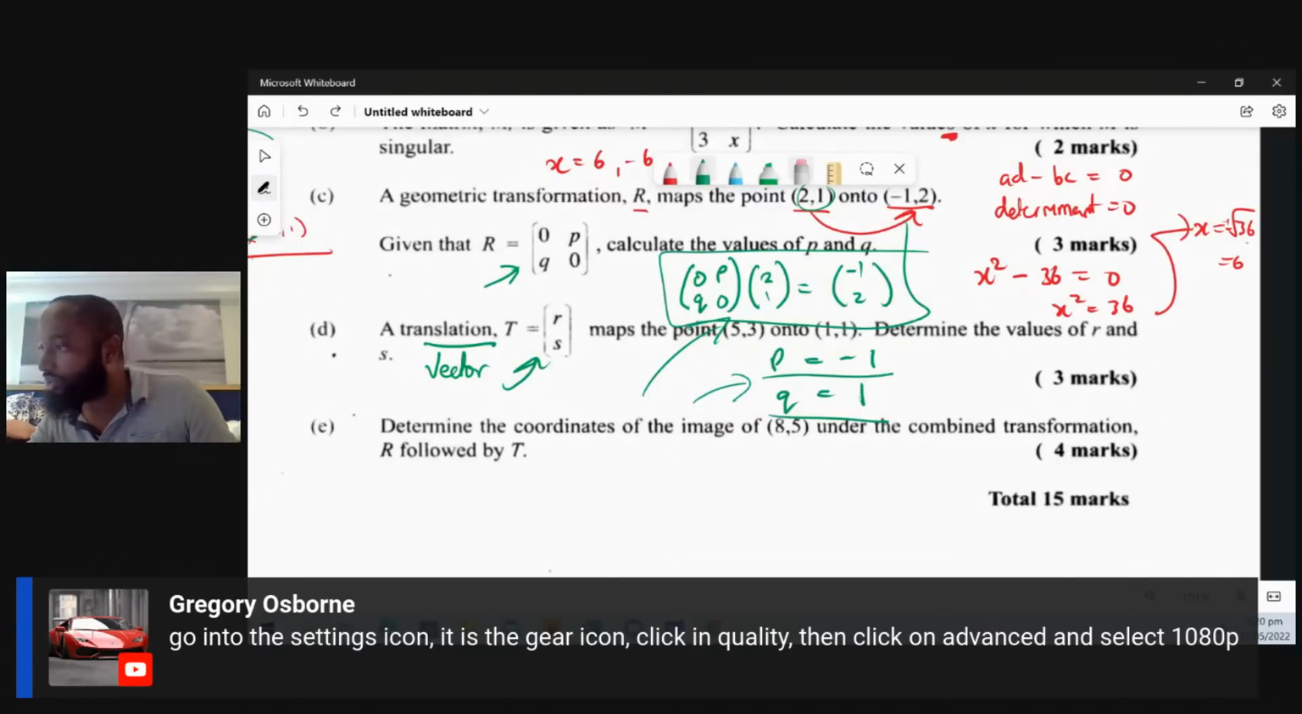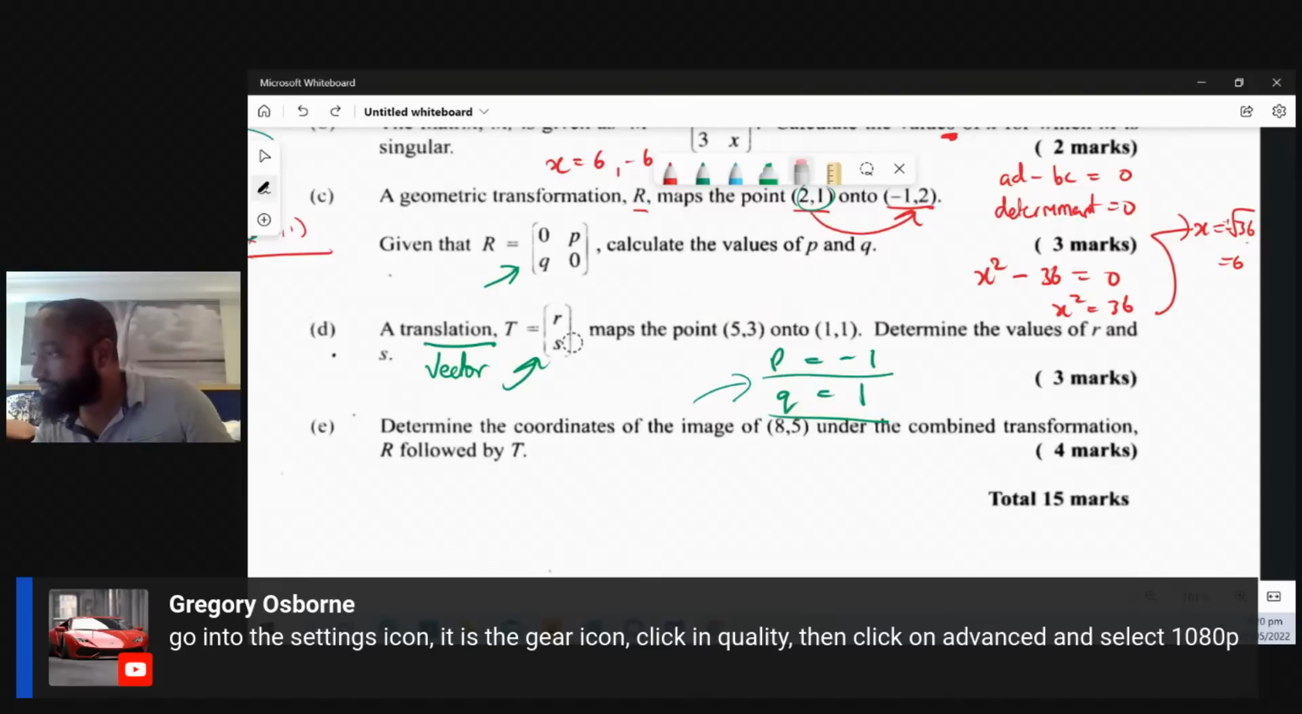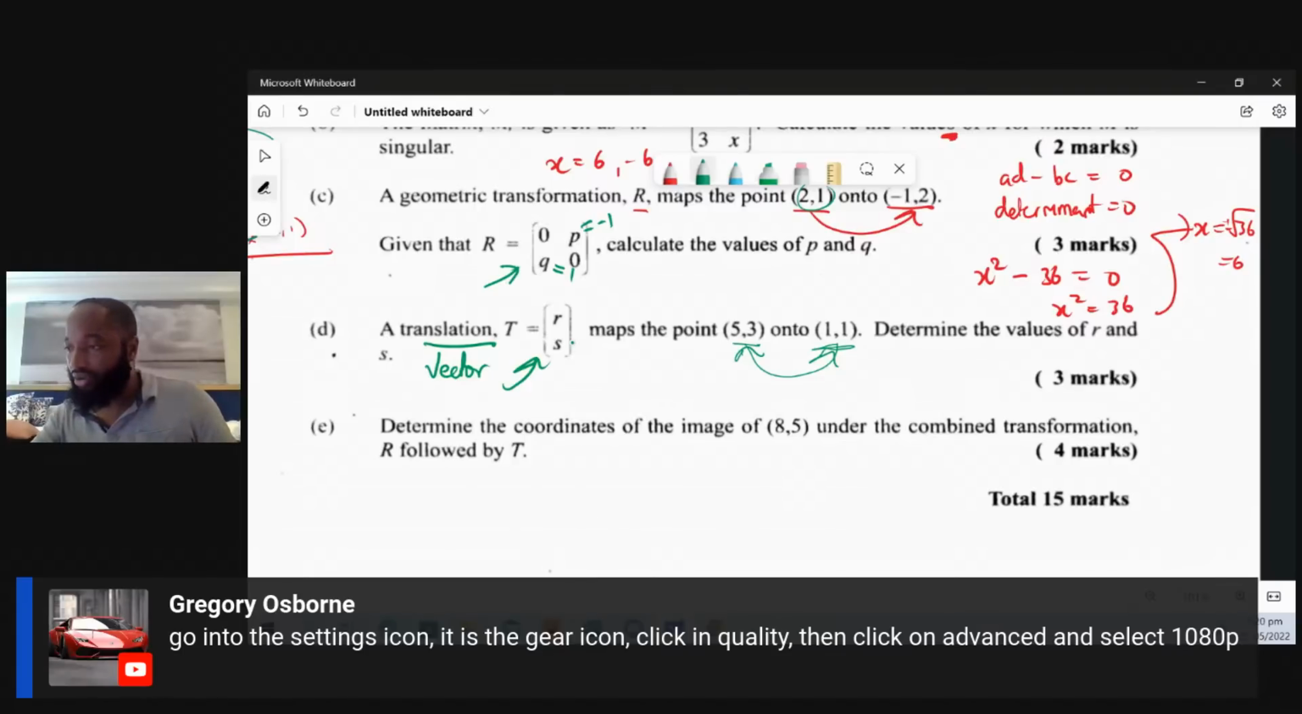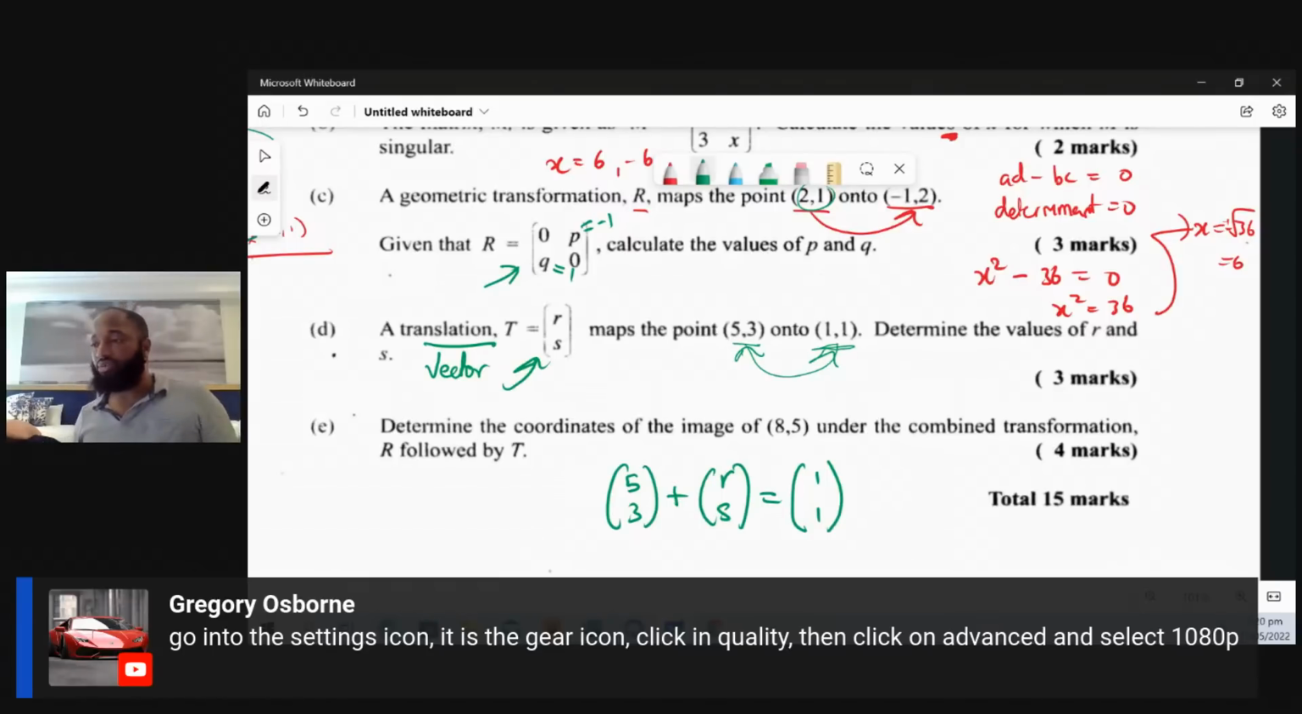It maps. Watch it there, brother. Trying to read that question, neighbor. Yeah, we already figured out P was -1 and Q was 1, right? It maps the point 5, 3 onto 1, 1. Now, these things are subtractions or additions. You understand? It was 5, 3 first, then I add on the translation T, which was R, S. Get them things all over the Caribbean there. Is 1, 1. So we add on this and we get 1, 1.